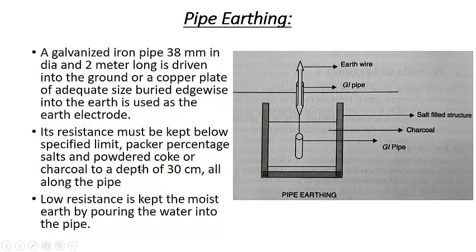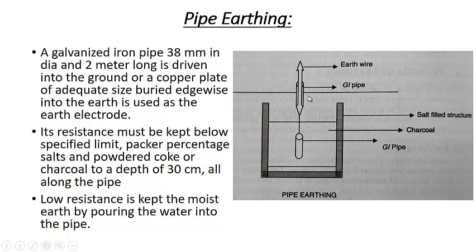Alternate layers of salt and powdered coke or charcoal are filled to a depth of 30 centimeters all around the pipe. What is to be done? In this case, you can see from here to here is the salt-filled structure. We have charcoal filled over here, and we may have coke filled over here. When this happens, the resistance of the soil will decrease, and the resistance of the pipe ultimately will decrease. Low resistance is kept by the moist earth. This earth is kept moist by pouring water into the pipe. In that case, the resistance will be lowered.